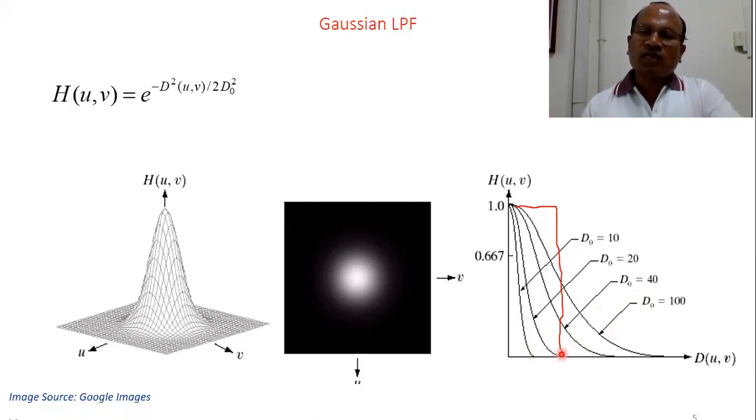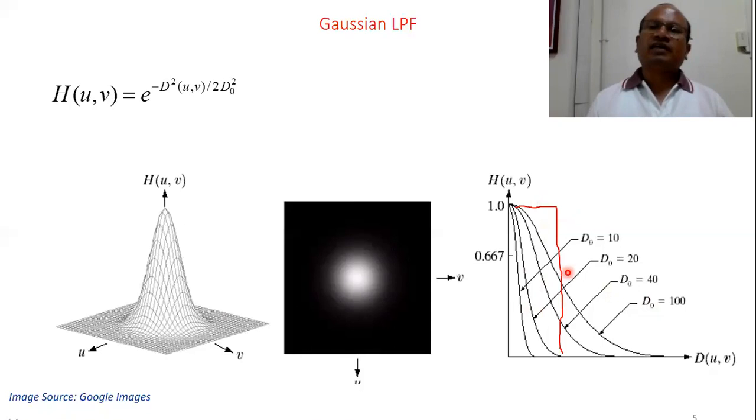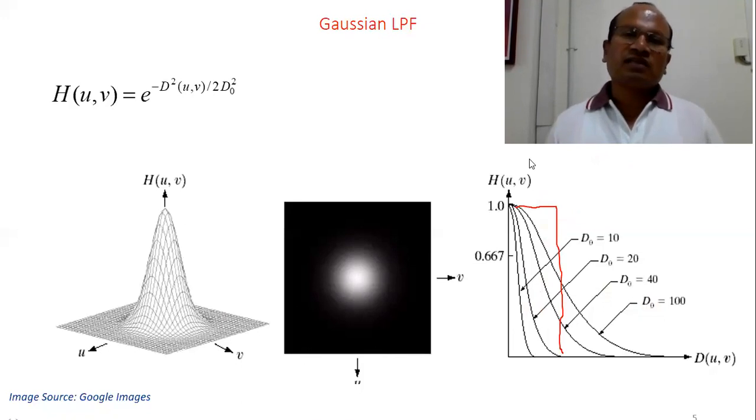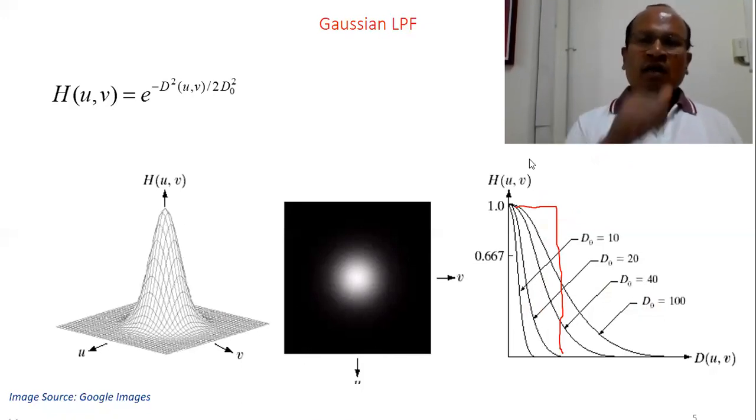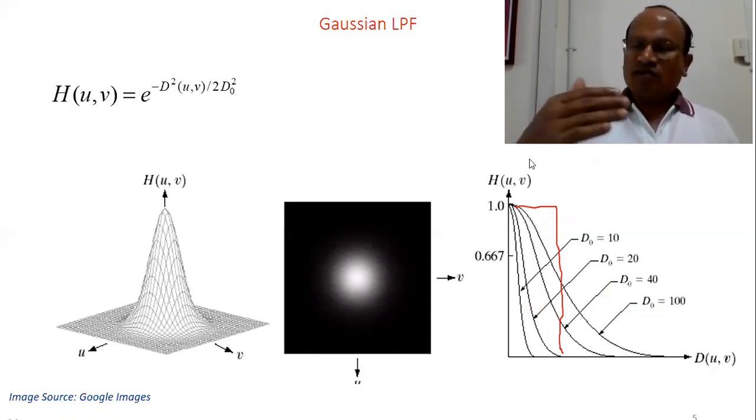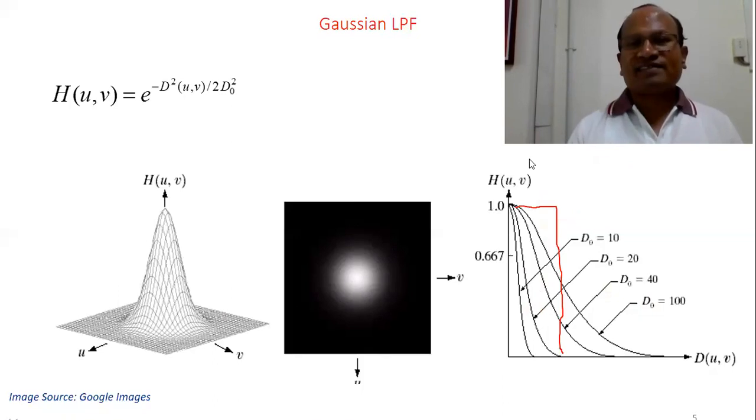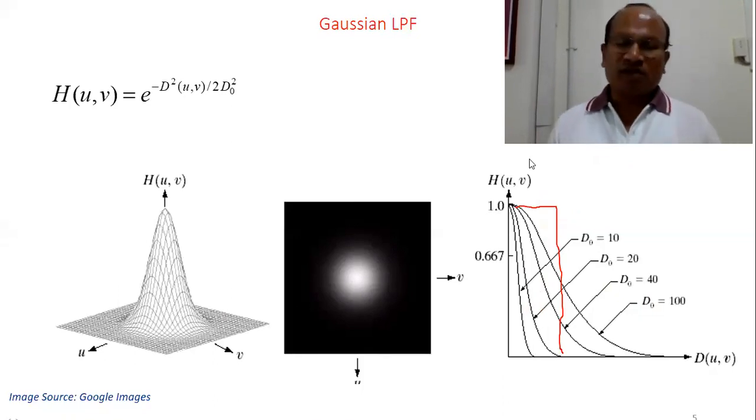Cutoff distance is increasing. The last curve, the cutoff distance is 100. And if you compare which of the curves is nearest to the exact curve of the ideal low pass filter, you will find an interesting thing: in case of Butterworth, when we increase the filter order, it tends to behave as an ideal low pass filter.